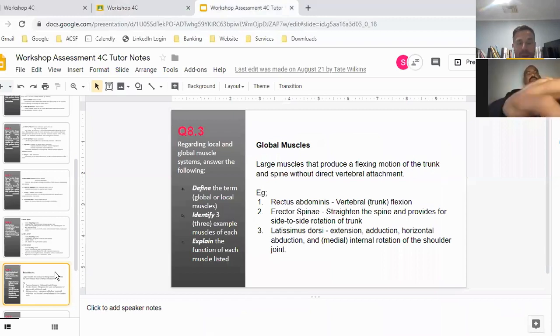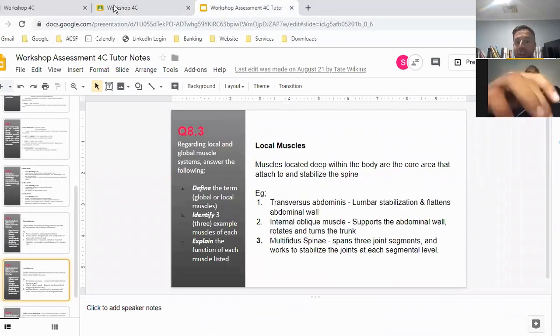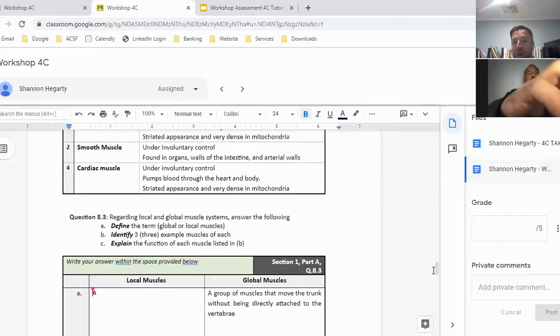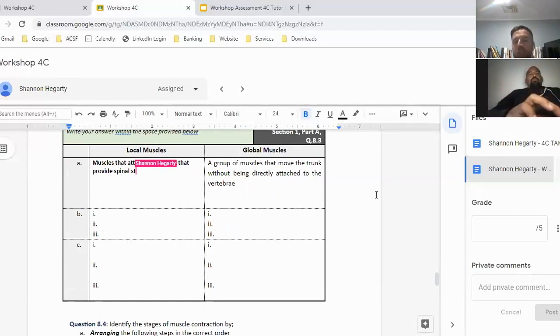So I would write muscles that attach to the spine that provide spinal stability. So the difference is, imagine if I'm doing crunches and leg raises and twists and stuff, I'm using the global muscles, right? But if I'm sitting here and there are these tiny little muscles that are keeping my spine upright, they are the local muscles. Okay, so let's see if we can figure out which is which.